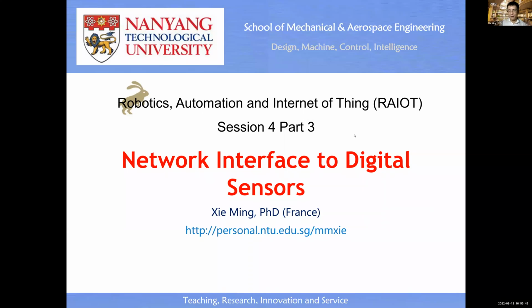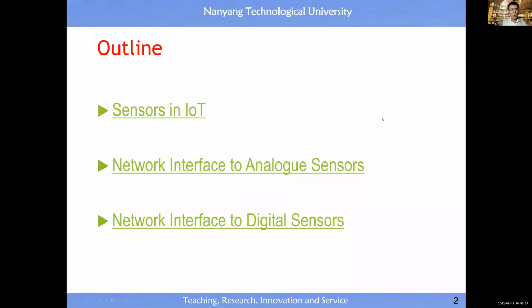Okay, so we continue. So we move on to study lecture 3 in session 4, which is about the network interface to digital sensor, right? So you remember today's topic is about the sensor in IoT. And we know there are two types of sensor. One belongs to the category of analog sensor, and the other belongs to the category of digital sensor, all right?